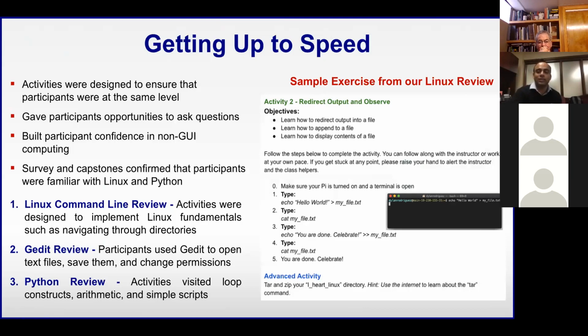A sample exercise is on the right. All activities had learning objectives, there were detailed instructions, and we included advanced activities in our exercises so that, say, student X finishes the activity, and instead of him or her twiddling their thumbs, can go ahead and do the next thing on the project.